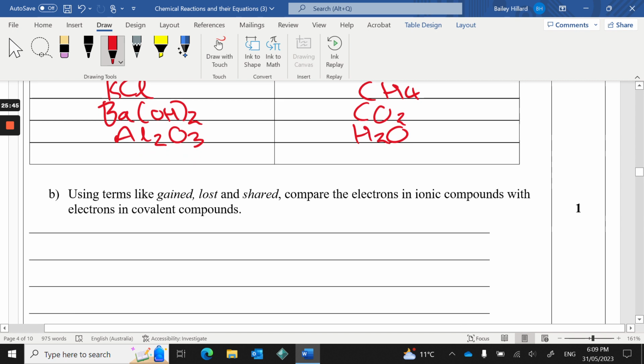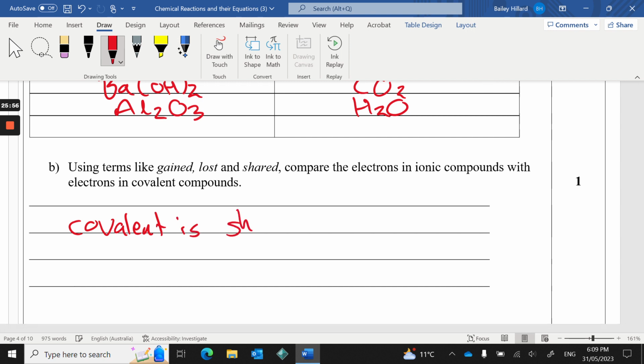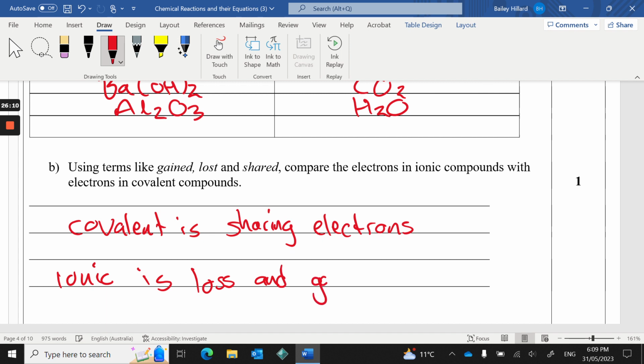Using terms like gained, lost, and shared, compare the electrons in ionic compounds with electrons in covalent compounds. So covalent compounds is sharing electrons. Okay, covalent is sharing electrons. Ionic is loss and gain of electrons.